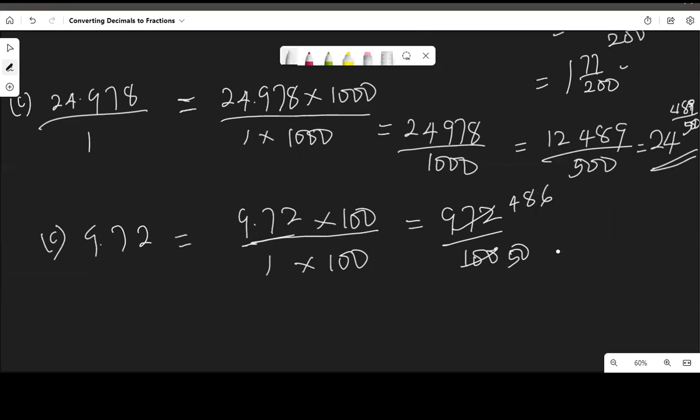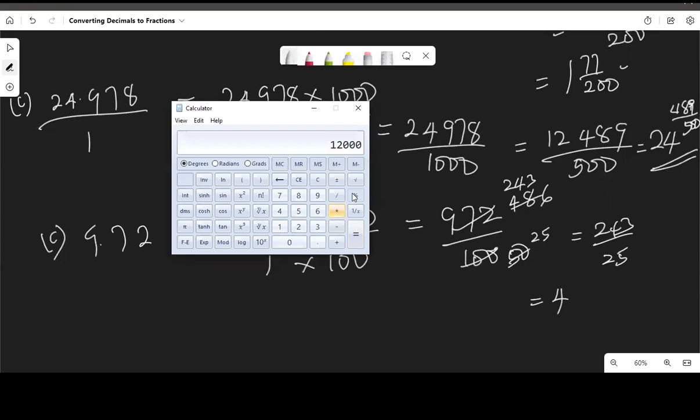I think 2 can still go. 2 here, that is 2, 4, 3. And 2 here is 25. So 243 over 25. 243 divided by 25. 200 divided by 25, I think is 4 also. Remainder, no, that should be more than that. Sorry. 243 by 25 is 9 rather.